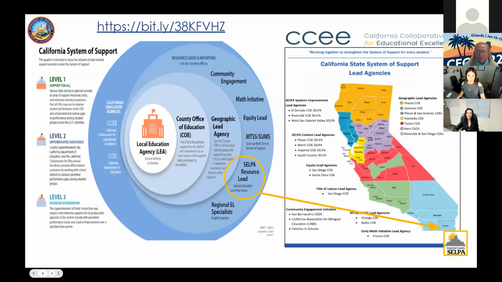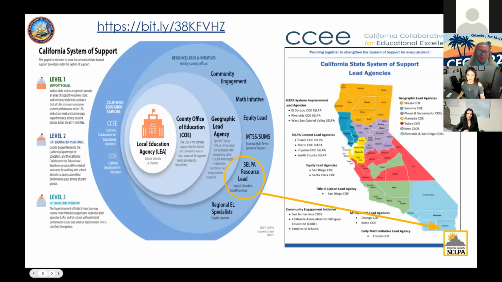Although today we are just one of the SELPA content leads, there are others in relation to assistive technology, to equity and disproportionality, and systems improvement work occurring throughout the SELPA. As we work together to shape and support the participants today, we understand you may be from LEAs, maybe from COEs, maybe you're a geographic lead agency. And again, our resources are free and usable to anyone as you feel you need them.